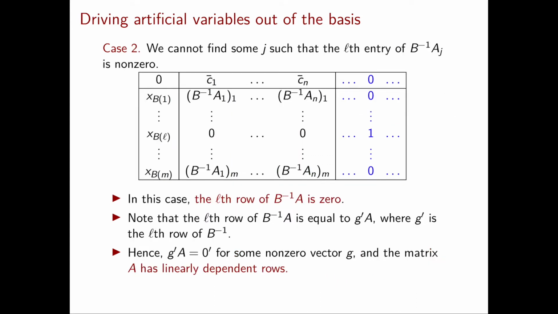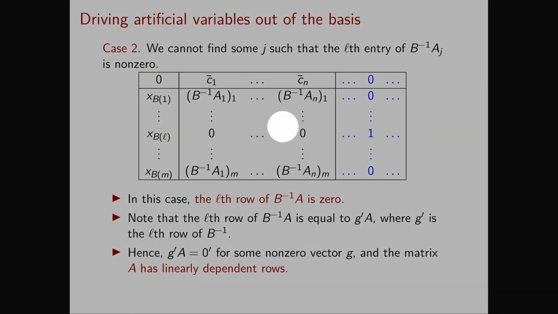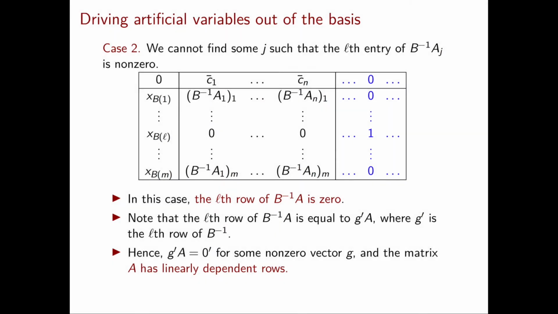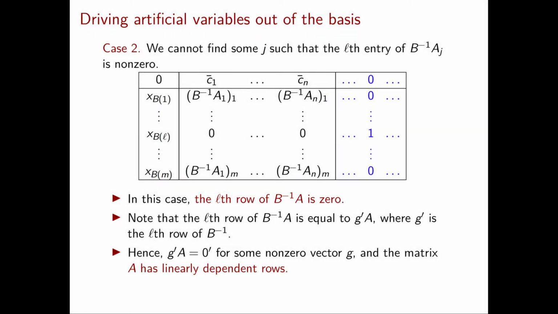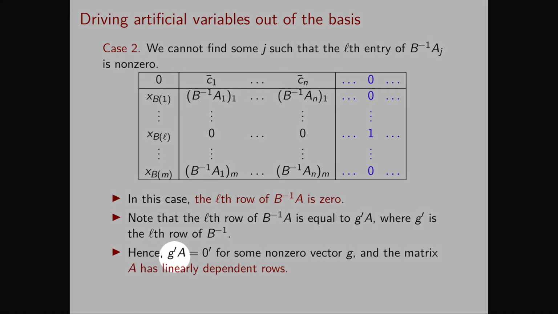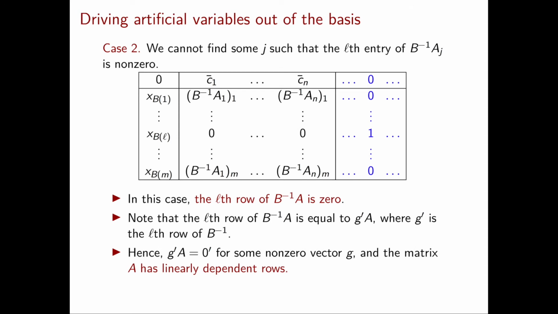Now let's see the second case. In the second case, when we look at the nth row of the tableau, then in the columns corresponding to the original variables, we find only zeros. This means that the nth row of the matrix B inverse A is equal to 0. The nth row of B inverse A is the product of the nth row of B inverse with the matrix A. So if we denote by g transpose the nth row of B inverse, we obtain that g transpose A is equal to the 0 vector.